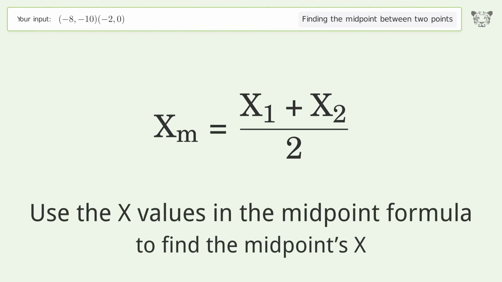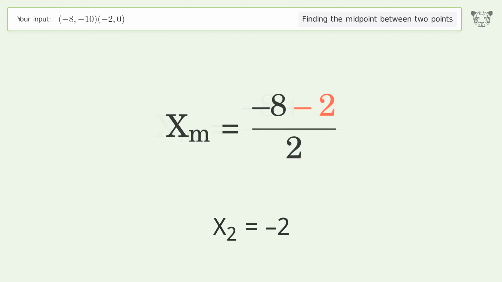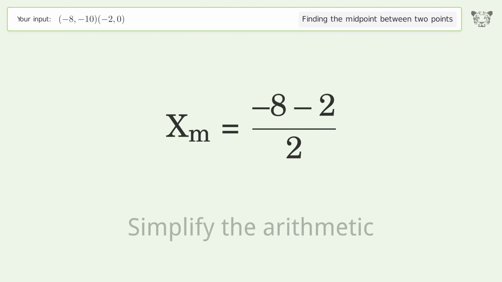Use the x values in the midpoint formula to find the midpoint's x. x1 equals -8. x2 equals -2. Simplify the arithmetic.